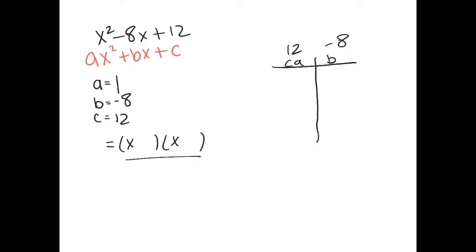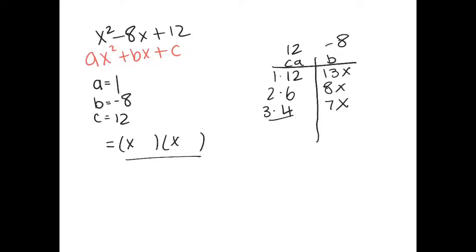1 times 12 is 12, but it adds to 13. That's wrong. We've got 2 times 6, that adds to 8. That's wrong. We've got 3 times 4. Those two add to 7. That's wrong. Now remember, two negatives multiplied by each other equals a positive.